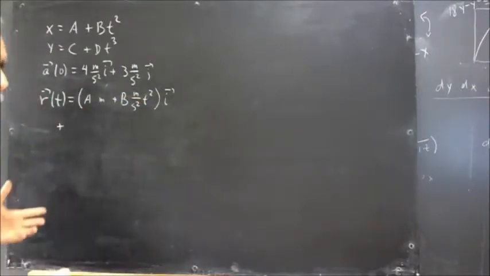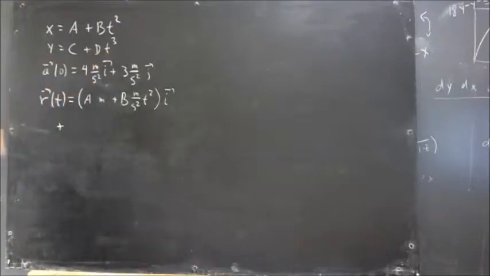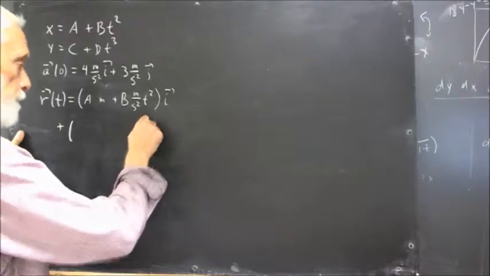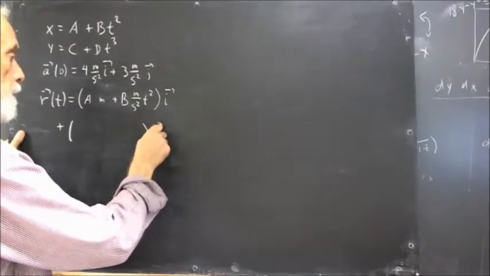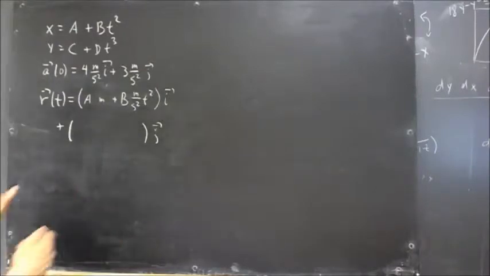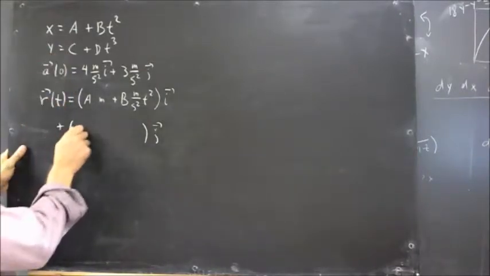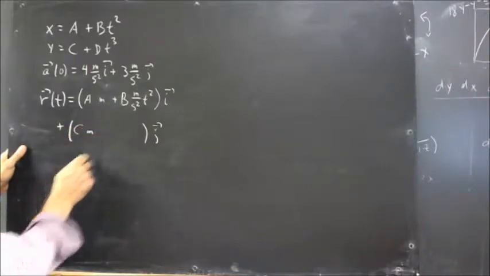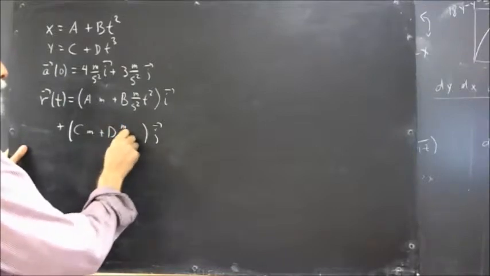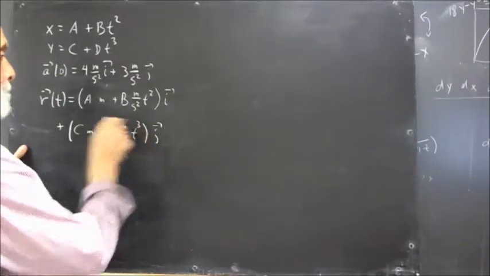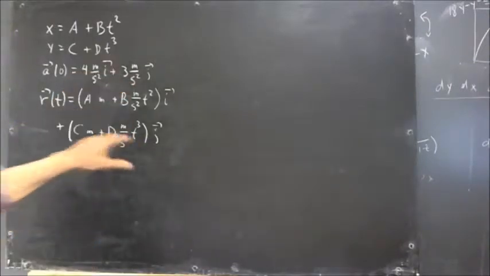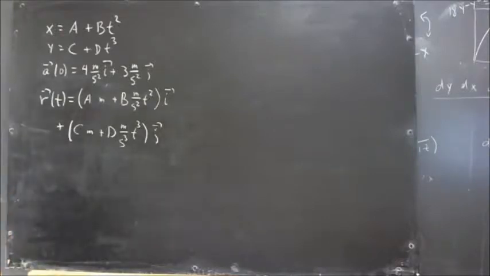So you should pause now and just think what the units of C and D should be, because we're going to put those units on the expression for the J component. You should think that through yourself before you watch me do it. Okay, I'm doing it now. C, of course, has to be in meters, and D has to be in meters over seconds cubed, so that when multiplied by the cube of T, we get meters. So these are the units.